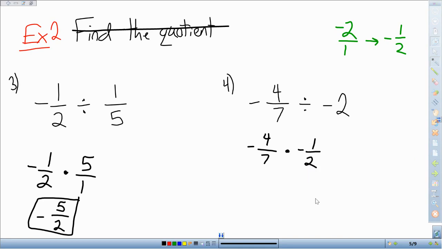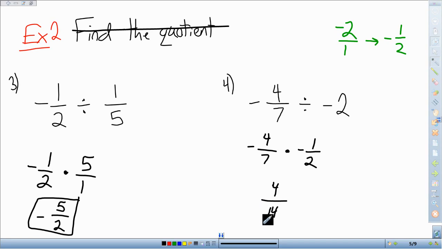Okay, now we can multiply these. Negative times negative is a positive. 4 times 1 is a 4. 7 times 2 gives me 14. All right, here's the first thing I notice. I can't divide these evenly, but I can reduce a 4 over 14.